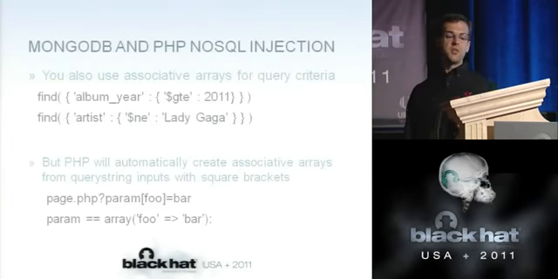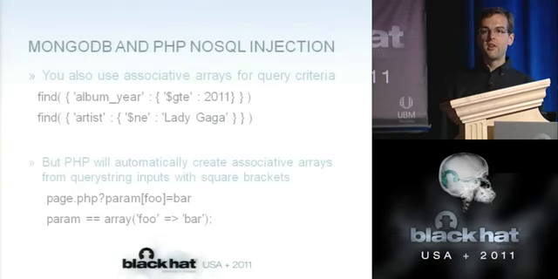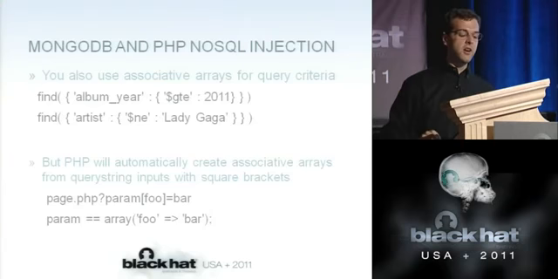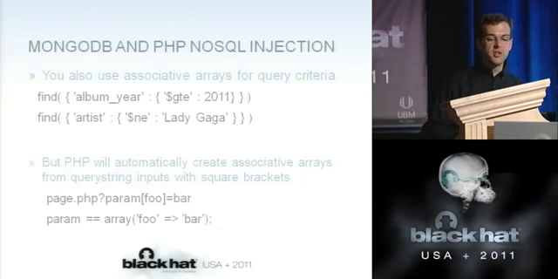You also use associative arrays for query criteria. So instead of just hard-coding, like I want to find artist Amy Winehouse, you can use queries. So I want to find all the albums where the album year is greater than or equal to 2011, so everything that was released this year. Cool. Or find me all the albums where the artist is not equal to Lady Gaga. Also cool. So far, so good.